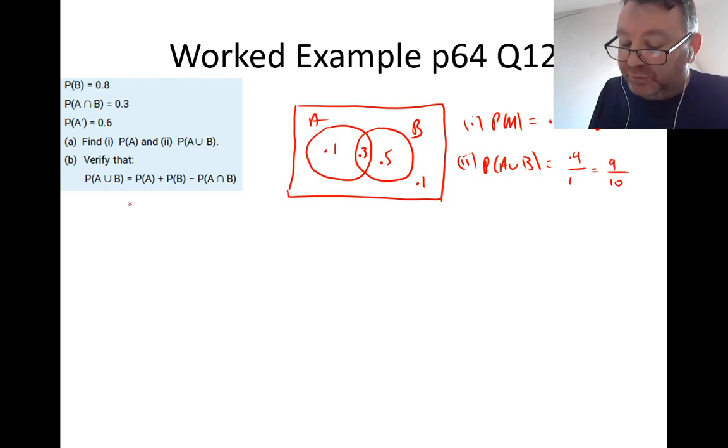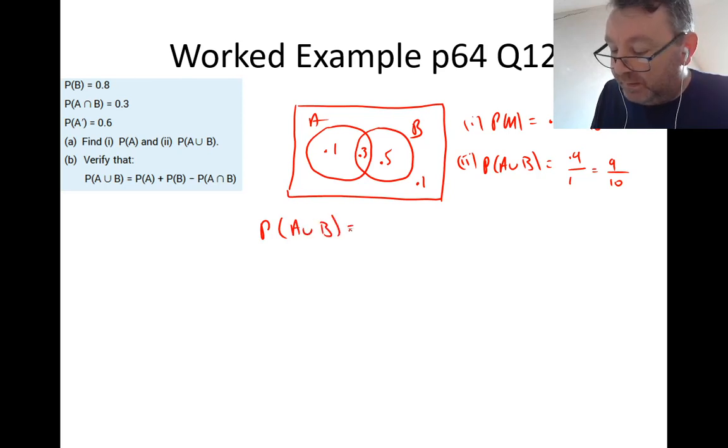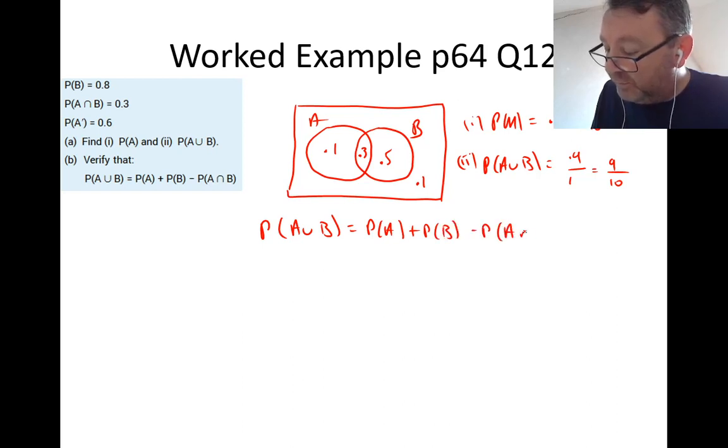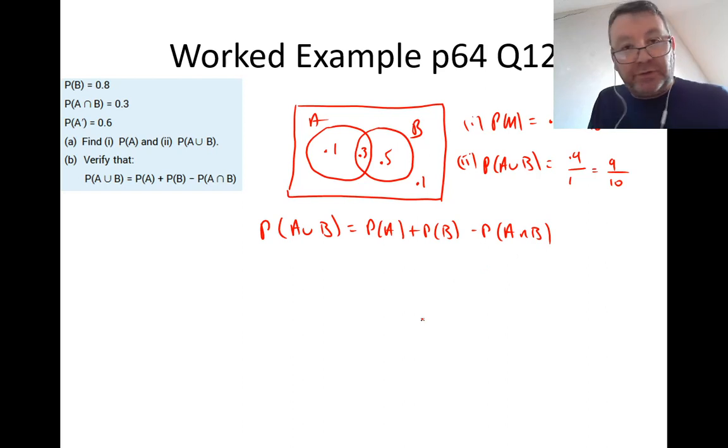Okay, and they want you to verify that the probability of A union B is equal to the probability of A plus the probability of B minus the probability of A intersection B. So again, you notice A and B are not mutually exclusive, and the diagram shows you that. A and B have overlap, so they're not mutually exclusive. They can happen together. So that's the rule for this thing here.